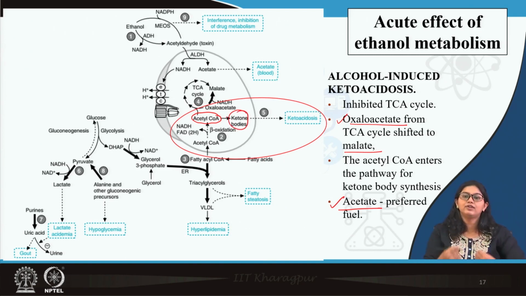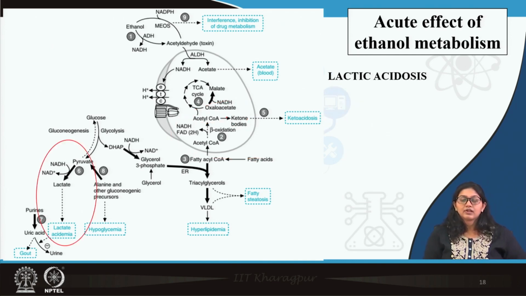So, in blood we are getting a very high amount of ketone body, which is causing ketoacidosis. Remember once again, in alcohol induced ketoacidosis, not only is there increased formation of ketone body, but there is decreased utilization of ketone body as well. So, this is about fatty acid oxidation defects caused by ethanol.